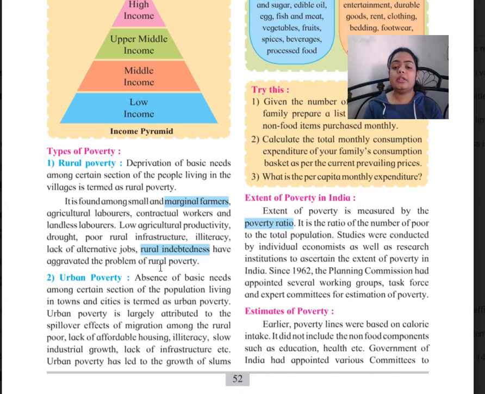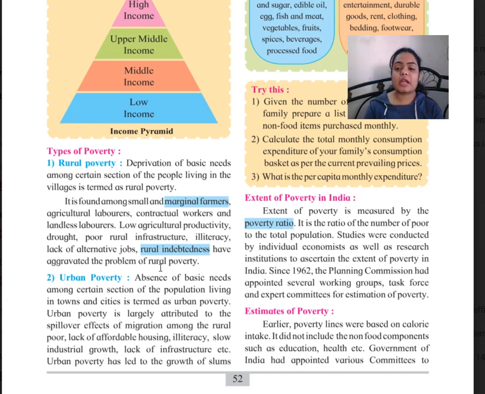So, the extent of poverty is measured by the poverty ratio, and the poverty ratio is the number of poor divided by the total population. And in the studies which were conducted in 1962, the extent of poverty is high in India. We see a higher extent of poverty in India because there are many people who are still fighting for their basic daily requirements. So, the Planning Commission had appointed several working groups, task forces, and expert committees for estimation of poverty.